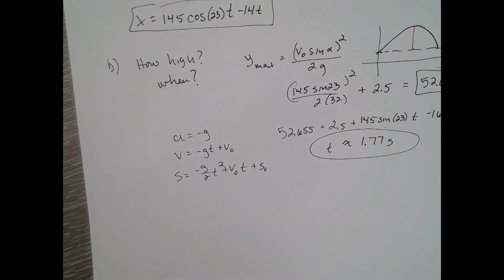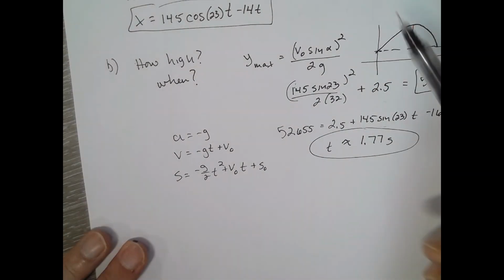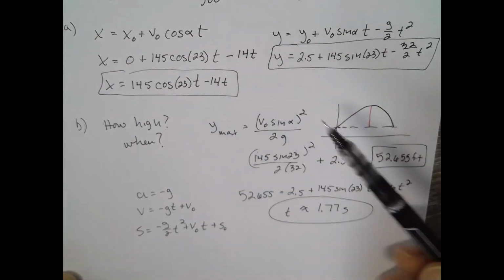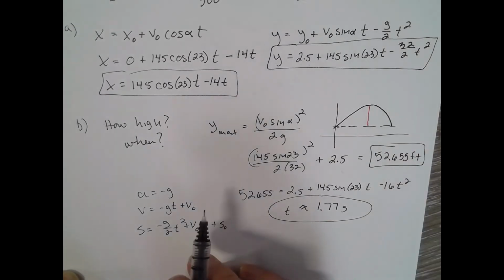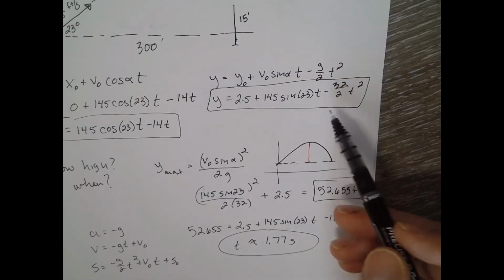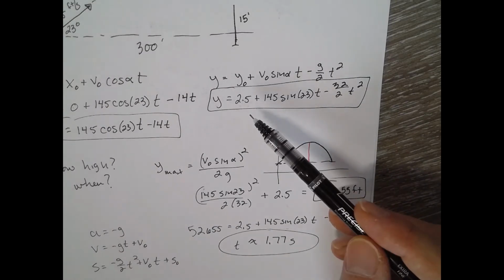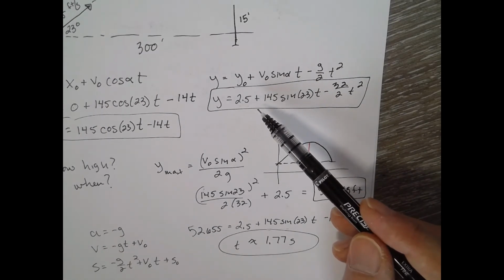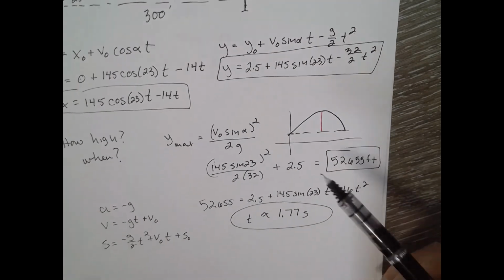Part C. Find the range and flight time of the baseball, assuming the ball is not caught. Alright, so maybe I'll just stay with the parametric theme right here. So we want to know when our y is 0. So we would set this equal to 0, and that'll give you the time in which it's on the ground.